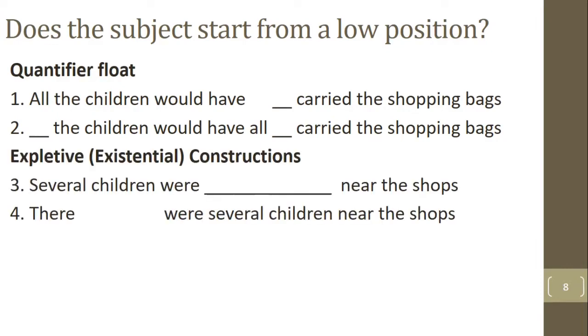Expletive constructions, also sometimes called existential constructions, show a similar kind of phenomenon. In number 3, we have an ordinary sentence where several children is in the front of the sentence in a position that we now know to be specifier of inflection phrase.